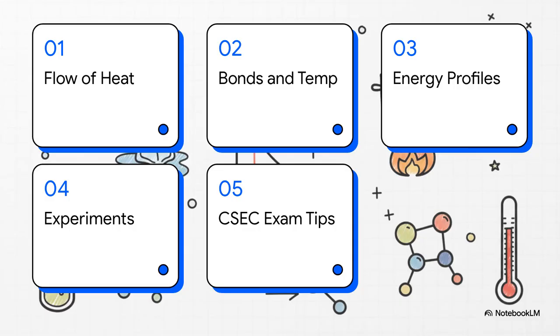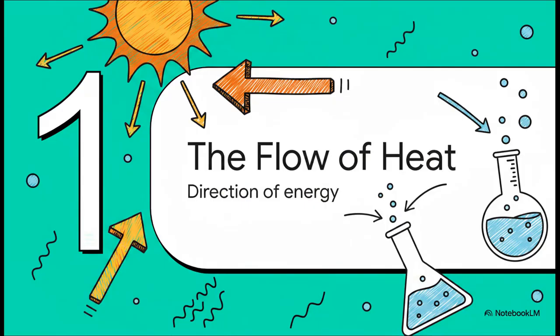Here is our game plan for this explainer. We are going to cover the flow of heat, how bonds actually dictate temperature changes, drawing energy profile diagrams, tackling lab experiments and calculations, and then we'll wrap up with some highly specific CSEC exam tips. All right, kicking things off with part 1, the flow of heat and the direction that energy is moving.